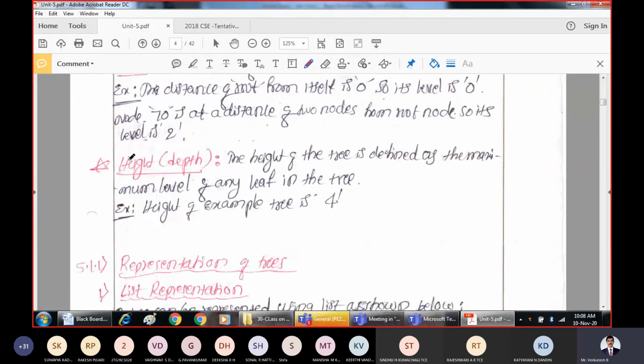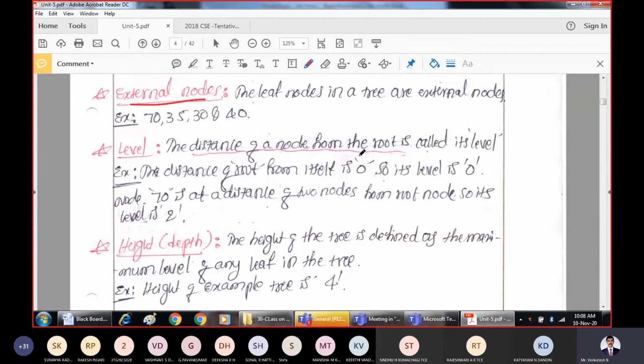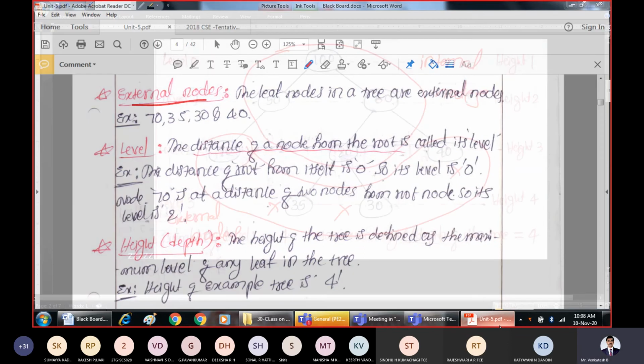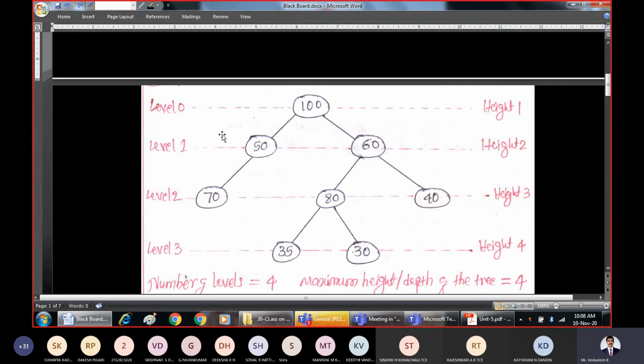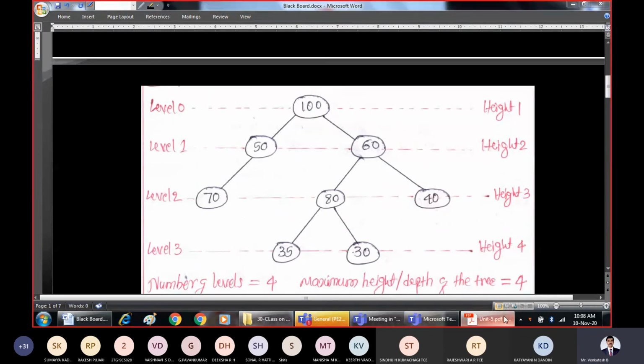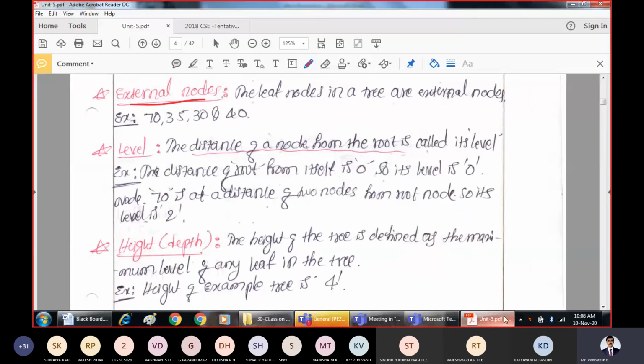Coming to level. What is the level? The distance of a node from the root is called its level. For example, the distance of the root from itself is 0, and node 70 is at a distance of 2 nodes from the root, so its level is 2. For example, I will explain with the diagram. That is how far it is from the root node; that is called its distance, or its level.